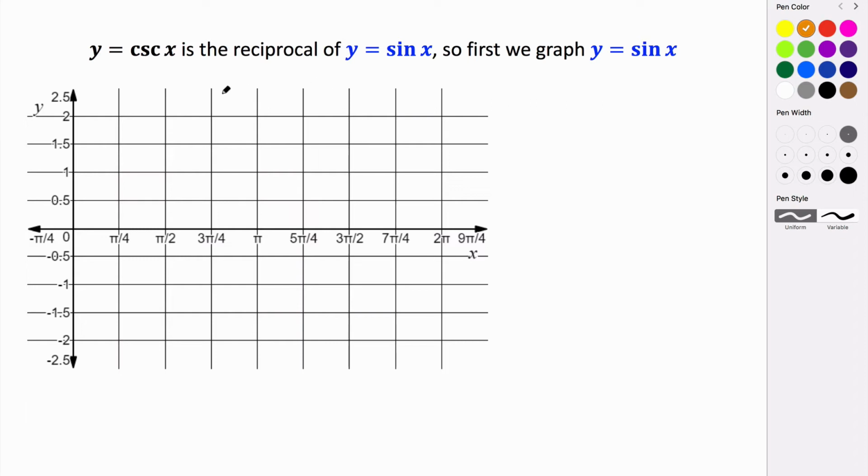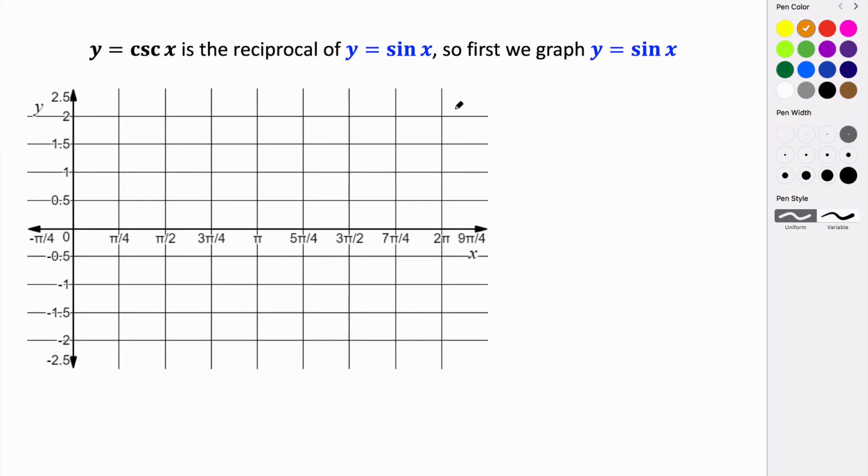In this video, we're going to look at how to graph the cosecant function and the secant function. So first, let's look at the cosecant. If you recall, the cosecant is the reciprocal of the sine function. So first, we're going to sketch a graph of the sine function and then use the values of the sine function to graph the cosecant by taking their reciprocal.